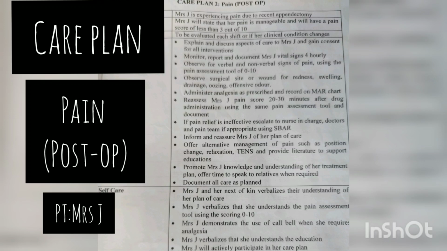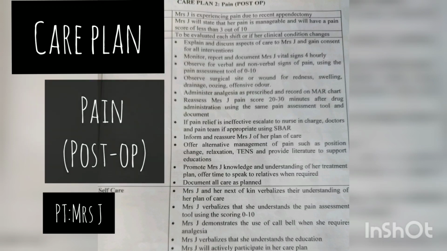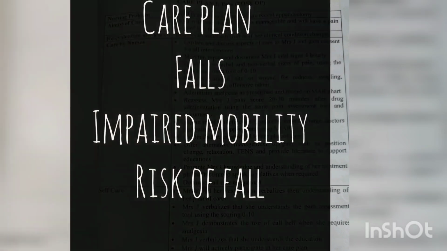Then the self-care will be: Mrs. J and next of kin verbalize their understanding of the plan of care. Mrs. J verbalizes that she understands the pain assessment tool using the scoring 0 to 10. Mrs. J demonstrates the use of the call bell when she requires analgesia. Mrs. J verbalizes that she understands the education. Mrs. J will actively participate in the care plan. Then you print your name, sign, and dates.